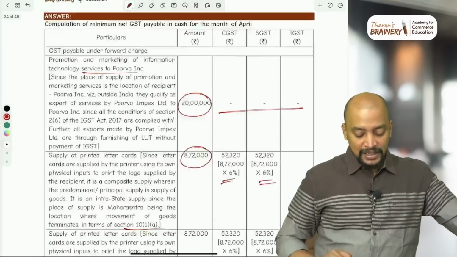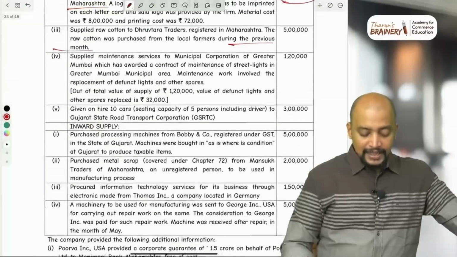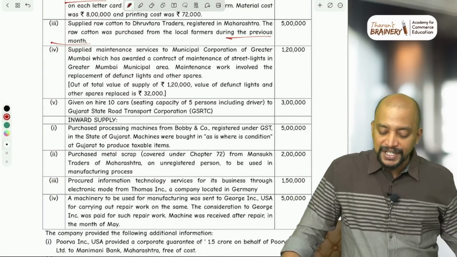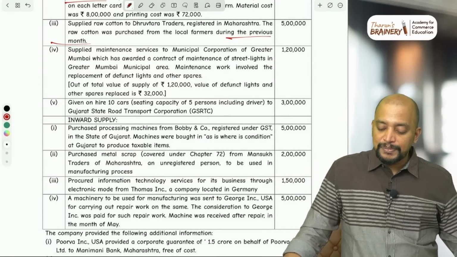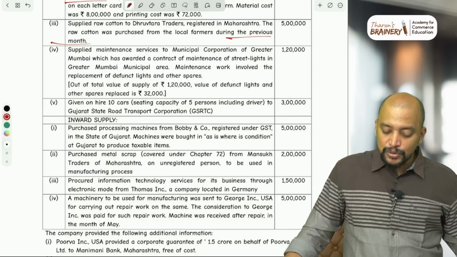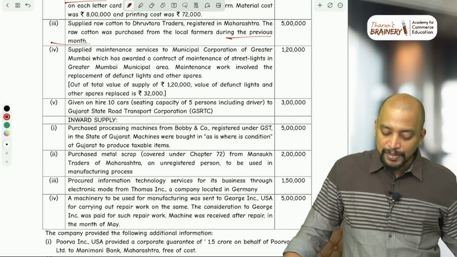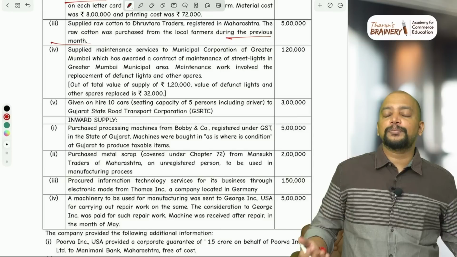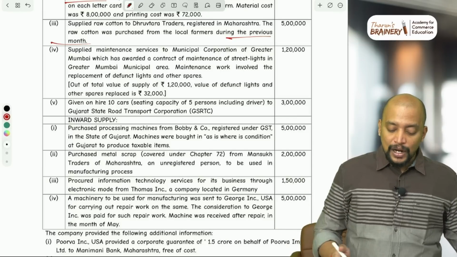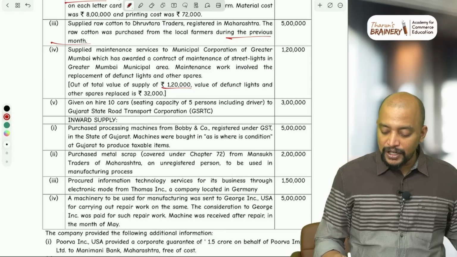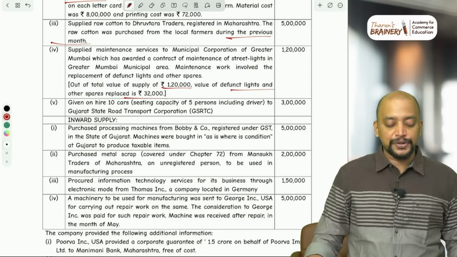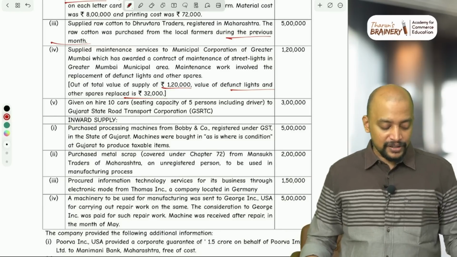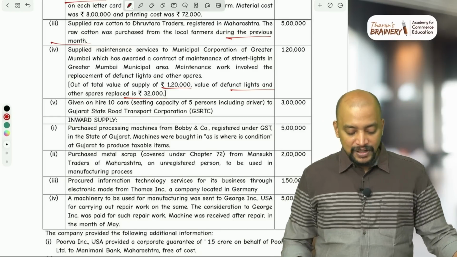So for this month. Next one, another transaction you see, supplied maintenance services to Municipal Corporation of Greater Mumbai, which was awarded a contract of maintenance of street lights in Greater Mumbai municipal area. Maintenance work involved the replacement of defunct lights and other spares. So they are providing services, a composite supply of both goods and services. And out of the total value of supply of 1,20,000, the value of defunct lights and other spares is 32,000. So we have one point, if the value of goods does not exceed 25% of the total, then in that case it will be exempted.